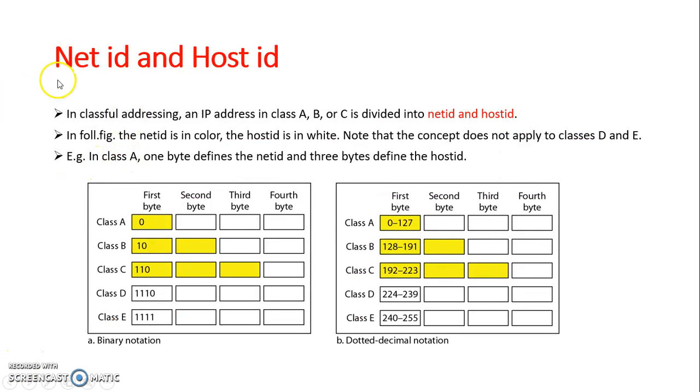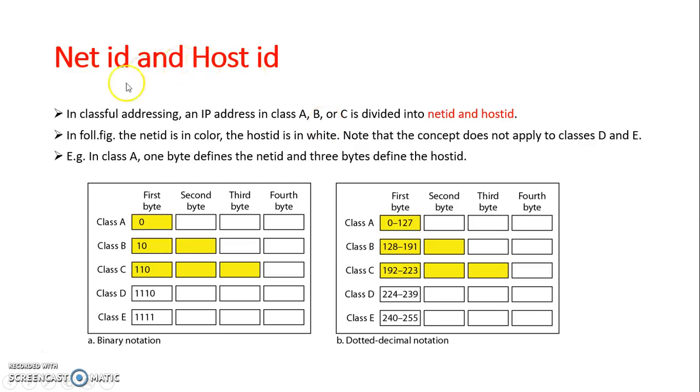Now let's see what we mean by net ID and host ID. The IP address of class A, B and C is divided into the net ID, that is the network ID, as well as the host ID. Host ID means the device where the packet has arrived or from where the packet has been sent. In this figure, the net ID is represented in colored boxes and the host ID in white.